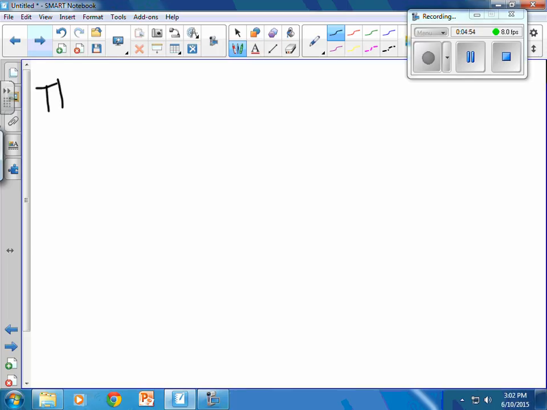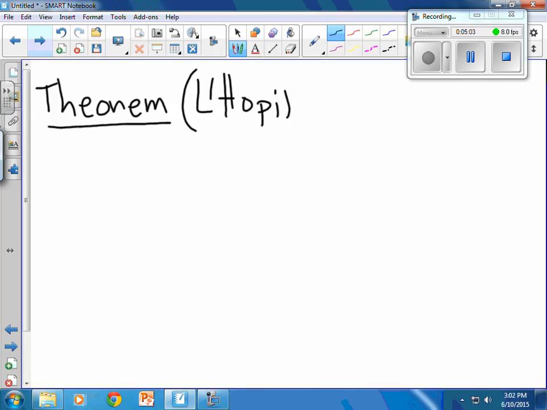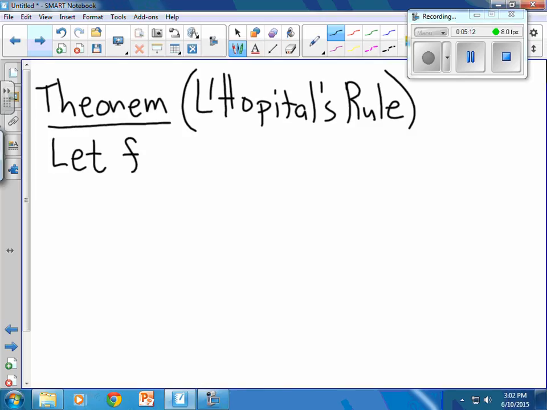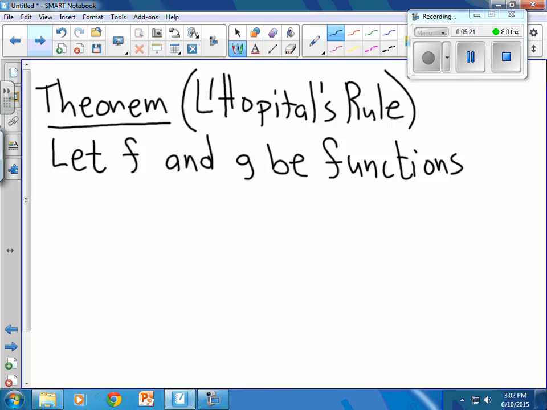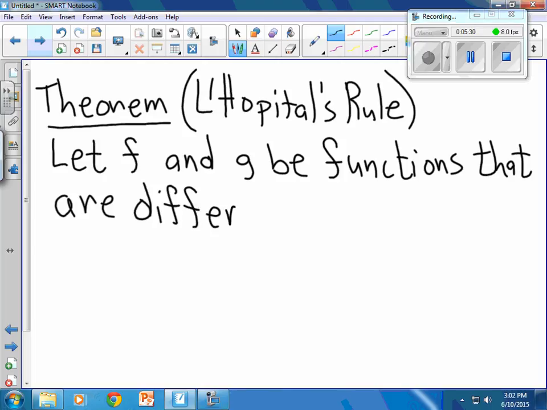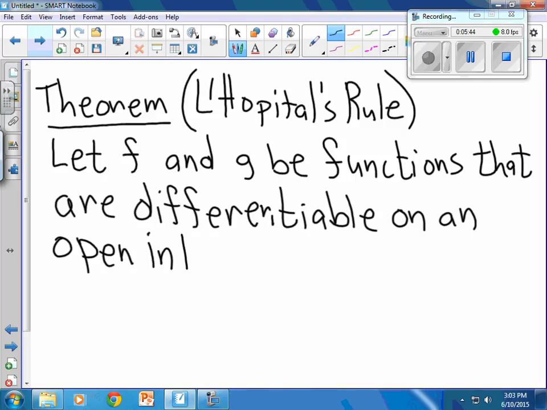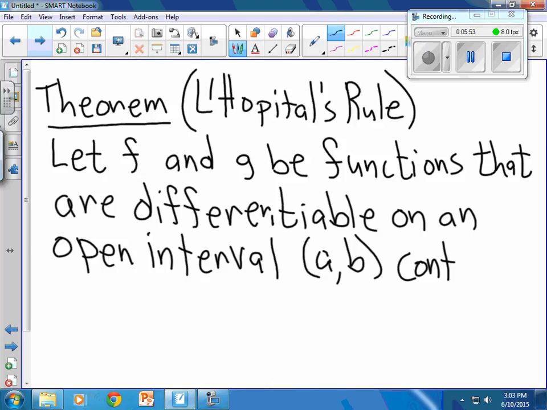So L'Hopital's rule, call it a theorem. L'Hopital's rule says this: let f and g be functions that are differentiable on an open interval from A to B containing C, except that possibly C itself. So the functions don't have to be differentiable necessarily at C.